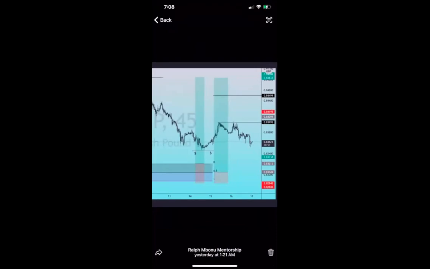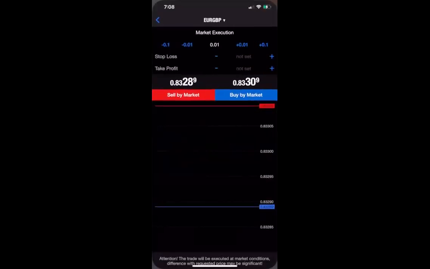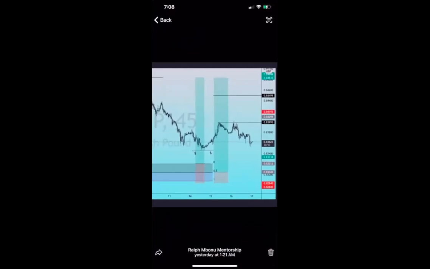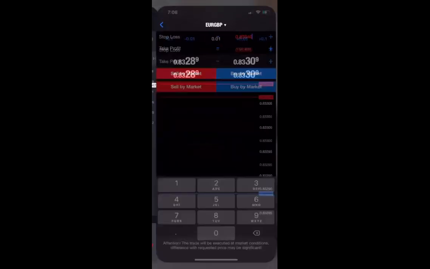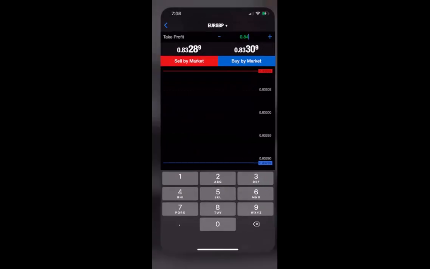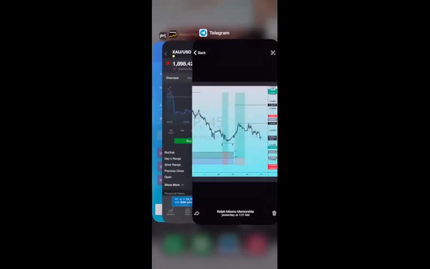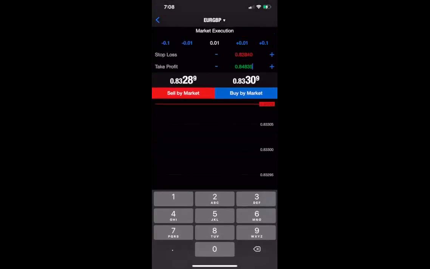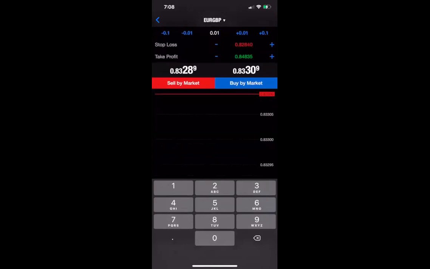The stop loss is 0.82840, and the take profit is 0.84835 or 0.84844. You guys can argue and see whichever one you like best, but that's the final take profit. So I'm gonna put that up. Just to be sure, that is 0.84835. And now I need to find my lot size.